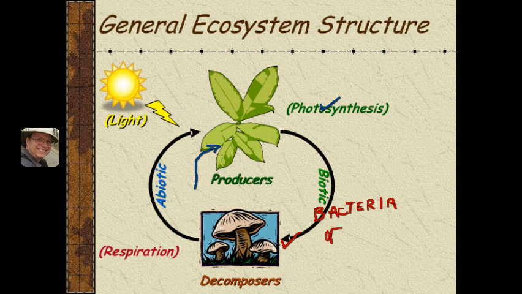Fungi. Bacteria and fungi. They are the decomposers. And so here we have some mushrooms, and their job is to decompose. And what they're doing is they're taking the material from the biotic part of the environment, breaking it down again, and returning it to the abiotic part of the environment. The producers, they put together. The decomposers, they take apart.